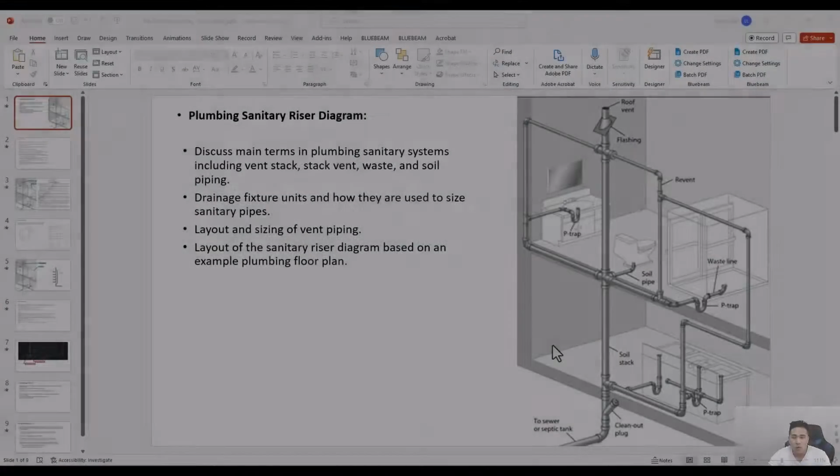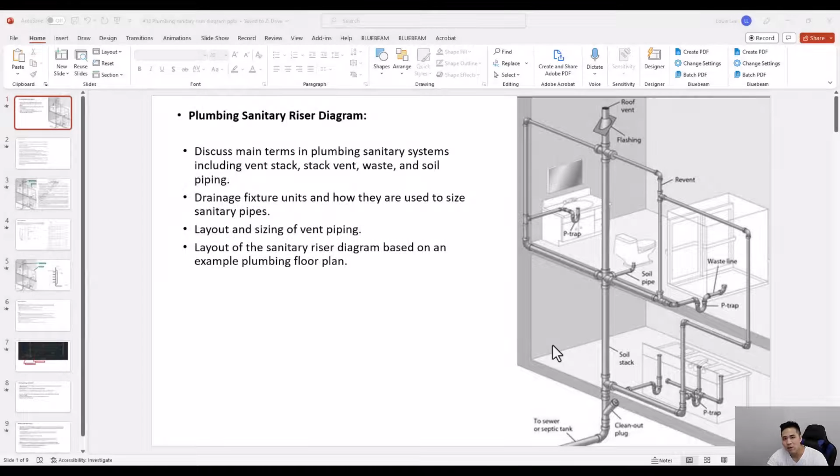Okay, in today's video, we're going to talk about plumbing sanitary riser diagrams, and we'll first discuss the main terms in plumbing sanitary systems, including what a vent stack, a stack vent, waste, and soil piping are, as well as some other terms as defined in the New York City Plumbing Code.